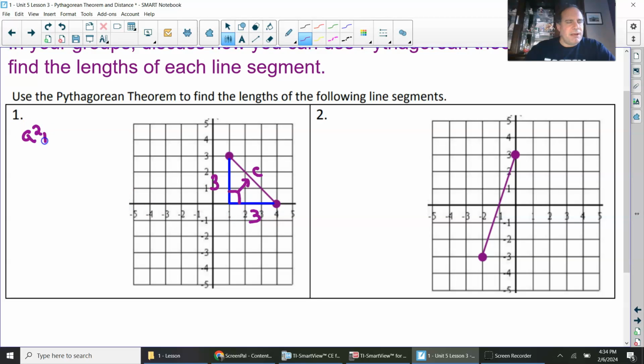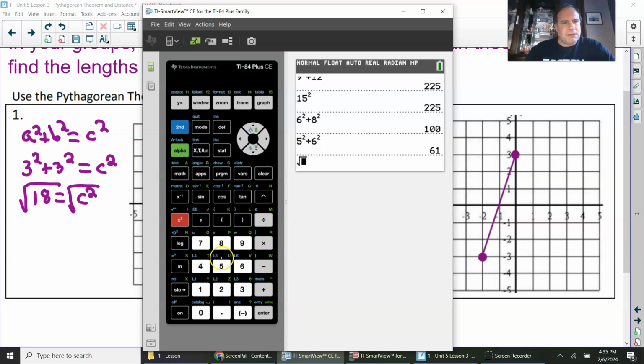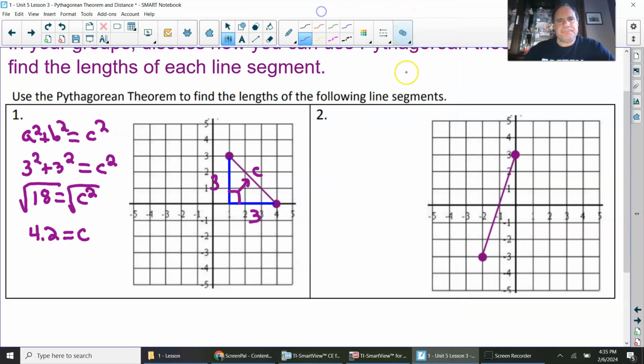We have A squared plus B squared equals C squared. So it's 3 squared plus 3 squared equals C squared. So this is 18 equals C squared. You square root both sides. And again, we're going to round to the nearest tenth. So we have second function square root, 18, enter. So C equals 4.24. So 4.2 would be your answer. All right, round to the nearest tenth.